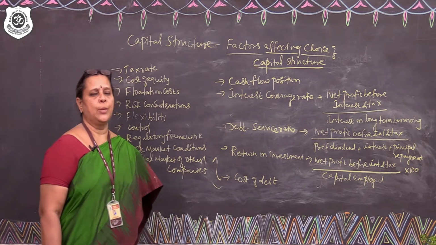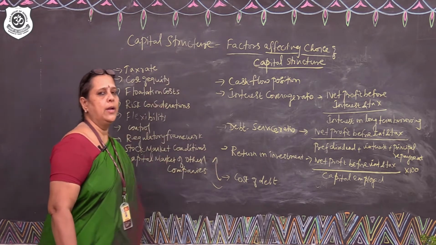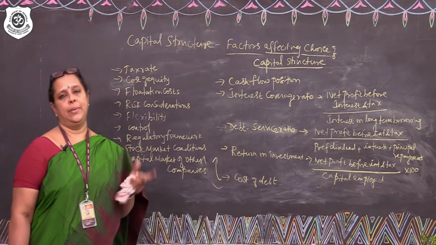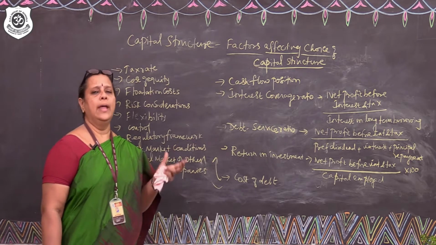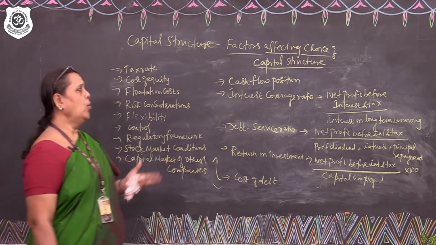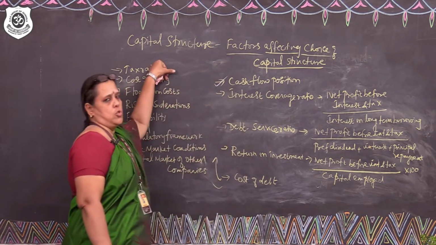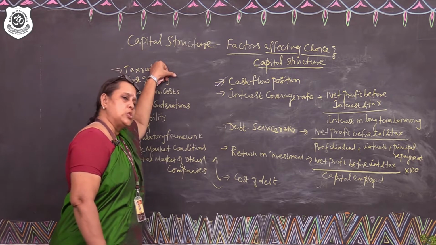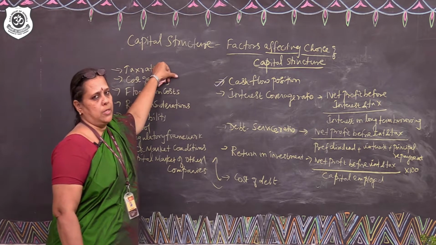So, in this session, we shall be discussing the various factors which should be taken into consideration while deciding about an ideal capital structure. What is going to be the proportion between debt and equity? Now, the factors are cash flow position. The company's cash flow position is a strong determining factor about the composition of securities.